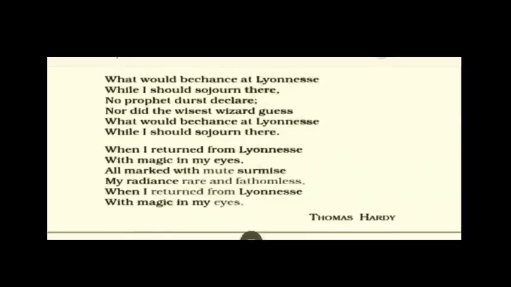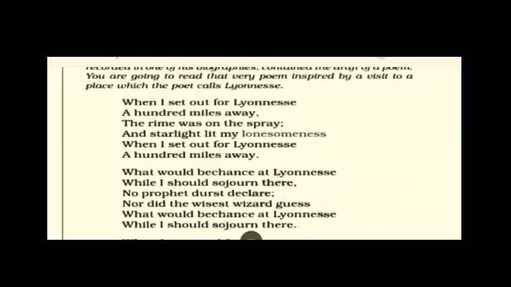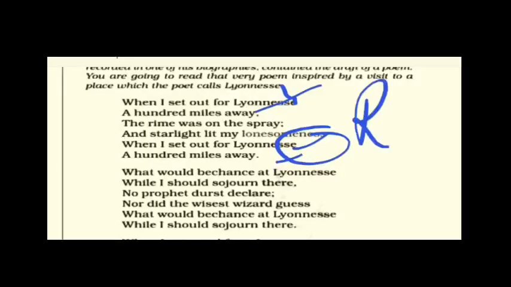So let's move now. Stanza one, let's check. When I set out for Lyonesse, a hundred miles away, when I set out for Lyonesse, a hundred miles away. See, these two lines are repeating, isn't it? Once in the beginning, twice at the end. So this is an example of refrain. Which literary device am I talking about? I'm talking about refrain. So do not get confused.